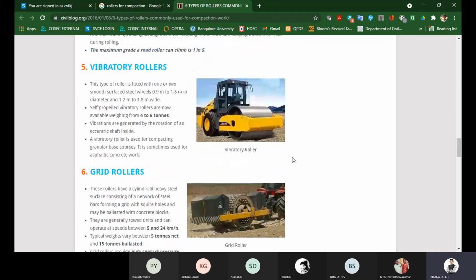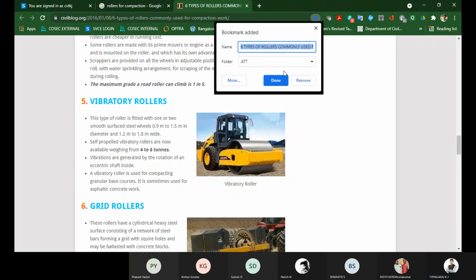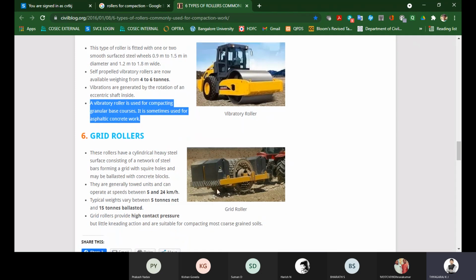Then vibratory rollers, which are used for compacting granular material. You can observe here a vibratory roller used for compacting the granular layer. Granular non-plastic materials are compacted using these vibratory rollers. Then grid rollers.